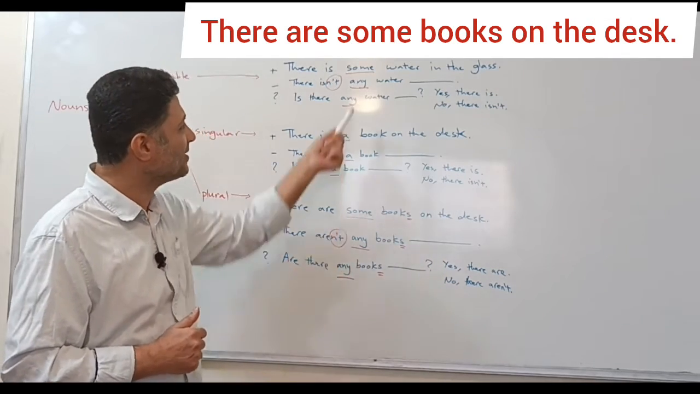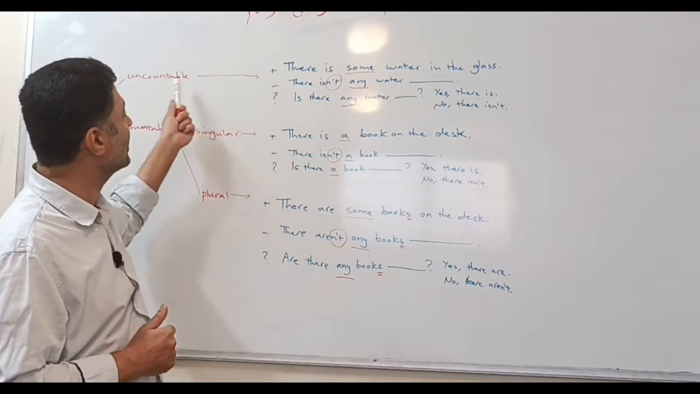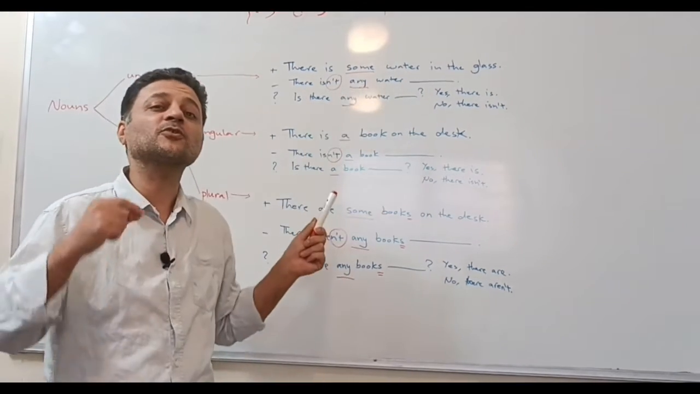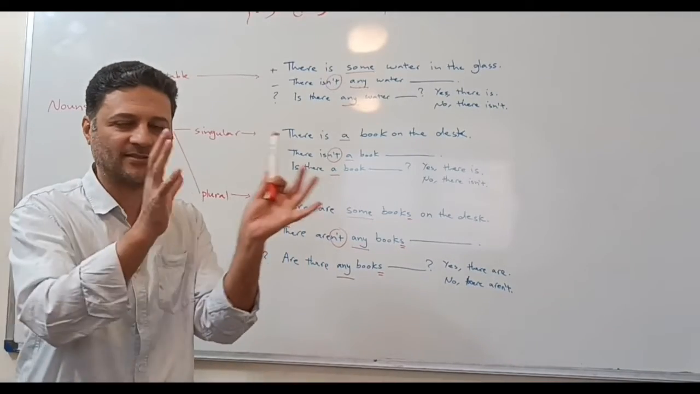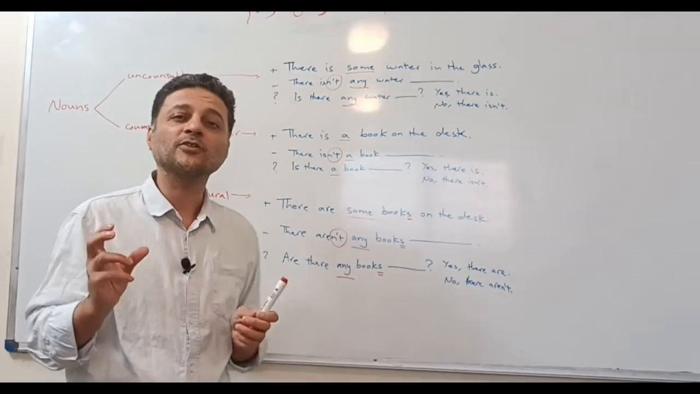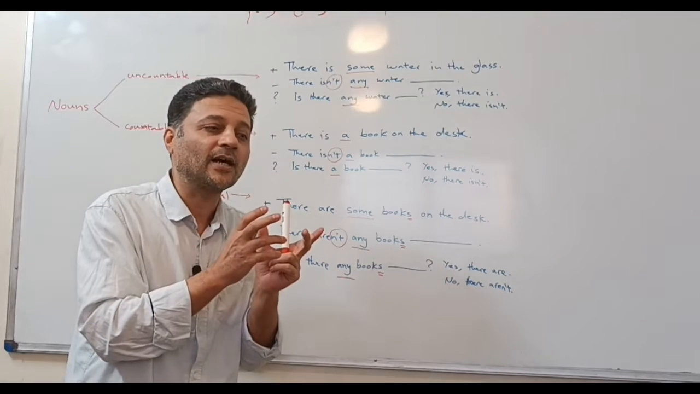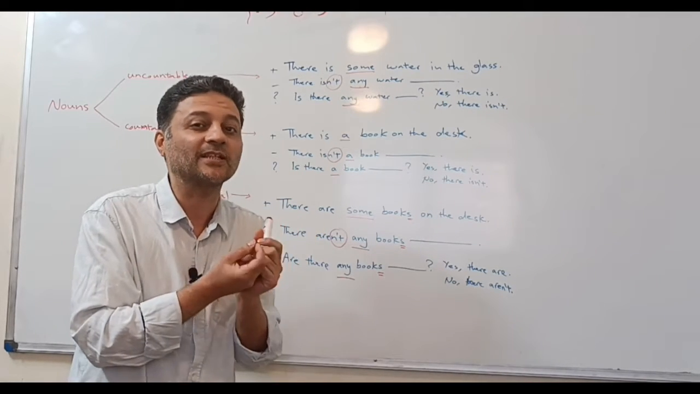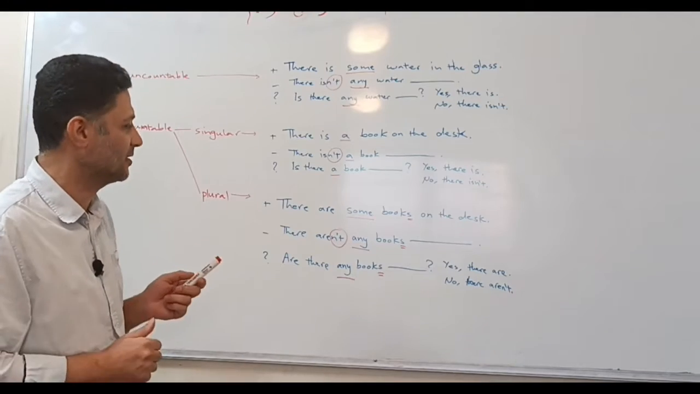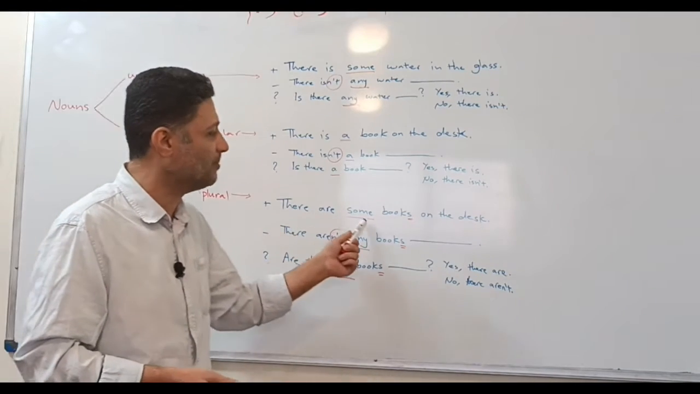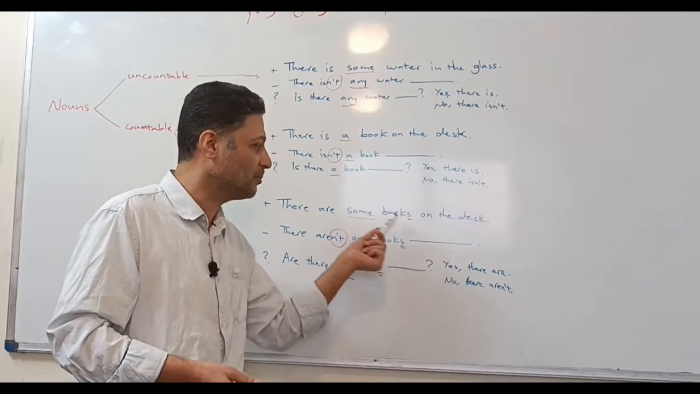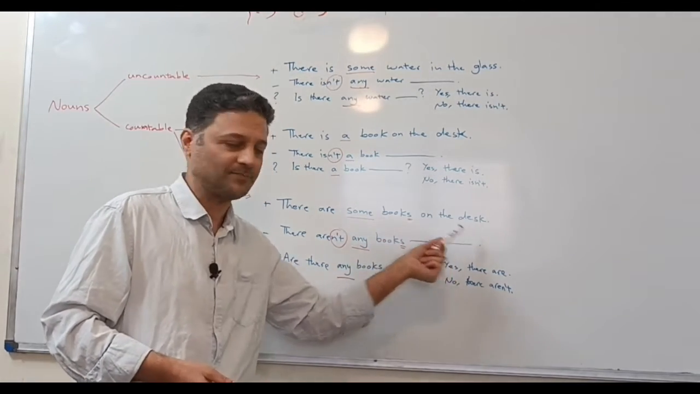This some is a bit different from that some which we use for uncountable nouns. This some refers to an amount of that uncountable noun. But this some refers to the countable; we don't say amount, we say number of those objects, or nouns, or people, okay? So there are some books, and note please, books, not book, after some, books on the desk.